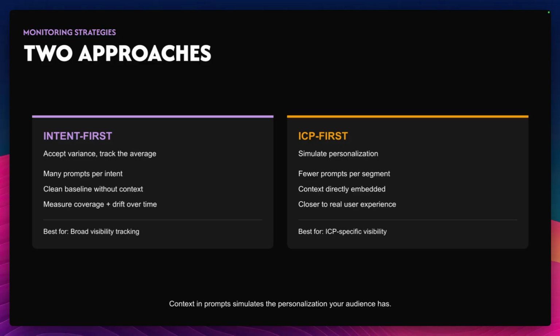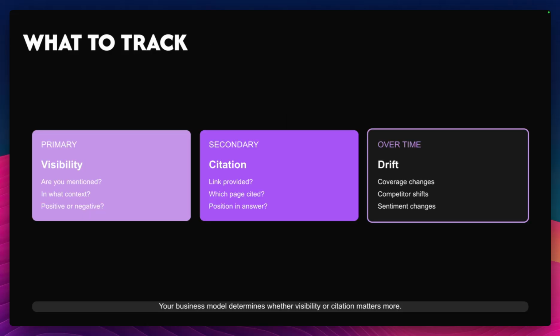With the ICP approach, you would simulate the personalization. You need fewer prompts. You directly embed the context, and it's closer to the real user experience. To me, I prefer the ICP first approach, but I get the idea of intent first, and we will look into those approaches now.